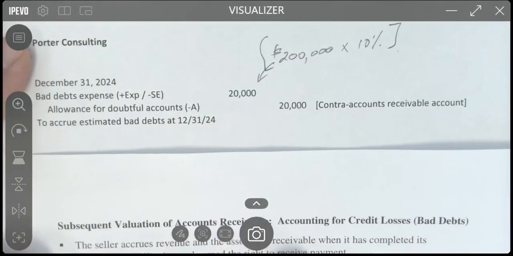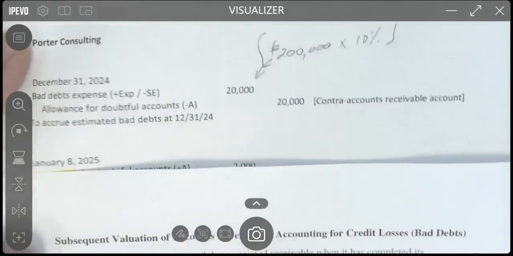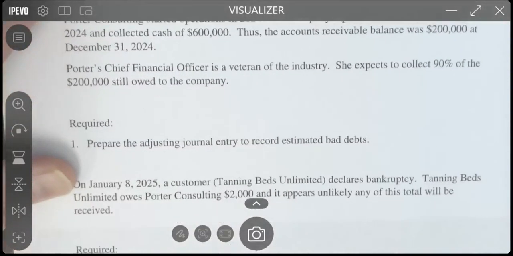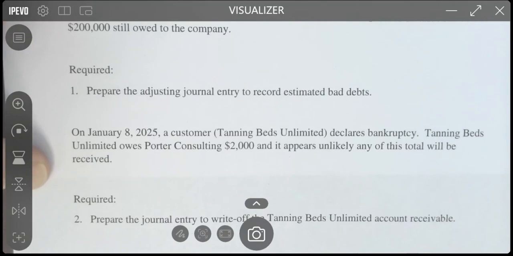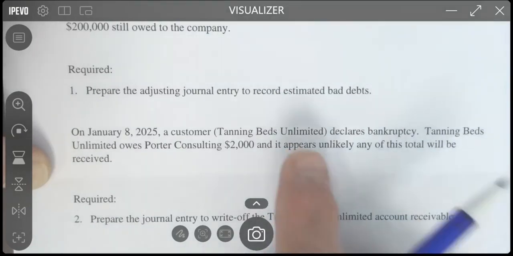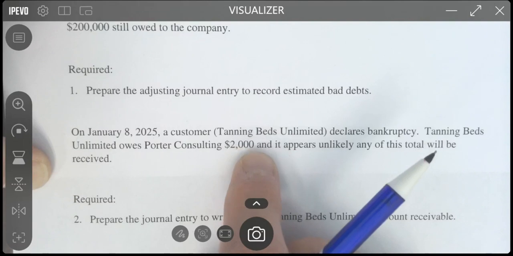All right. And you saw below that the other requirement in this case was that on January 8, 2025, we have evidence that one of the customers will ultimately prove not collectible. It's Tanning Beds Unlimited, and they owe a $2,000 bill, but they declared bankruptcy, which deemed that this will not be received. Now, keep in mind, it is still legally owed to the company.